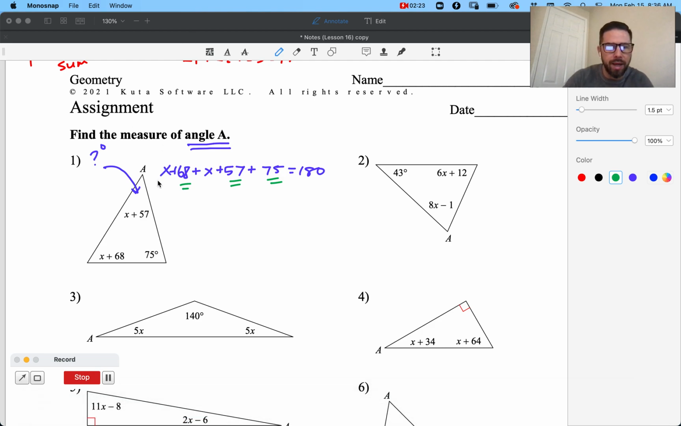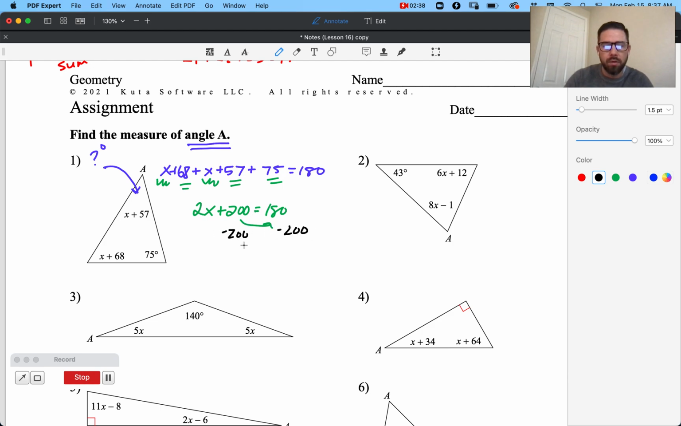And how many x's do we have? We have an x here and an x here. So we get 2x plus 200 equals 180. We need to subtract the 200 from both sides. And we get 2x equals negative 20. Divide by 2 on both sides. x equals negative 10.